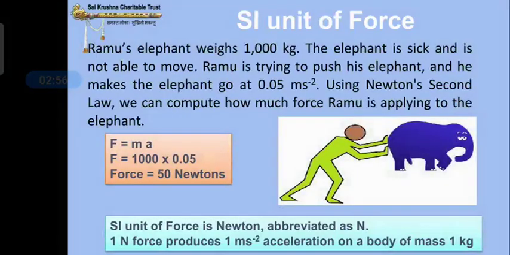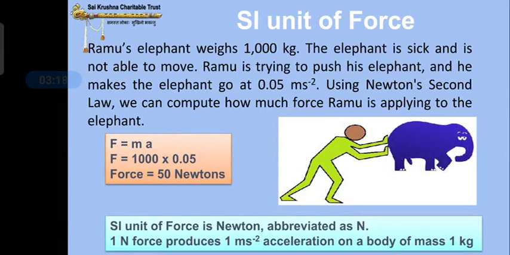The SI unit of force is the Newton, which means 1 Newton of force produces 1 meter per second squared acceleration on a body of mass 1 kg, because force depends on mass and acceleration.